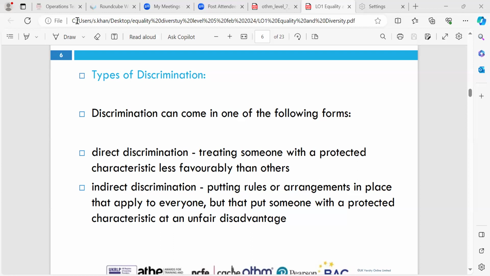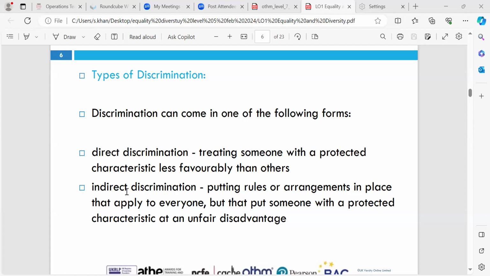So when we look at direct discrimination, it's looking at people being treated differently because of a protected characteristic. We've got indirect discrimination, and that's putting rules and arrangements in place that apply to everyone, but that puts someone with a protected characteristic at an unfair disadvantage. So they have rules in place for one person, but they may not have rules in place for the other person. How could that be unfair?